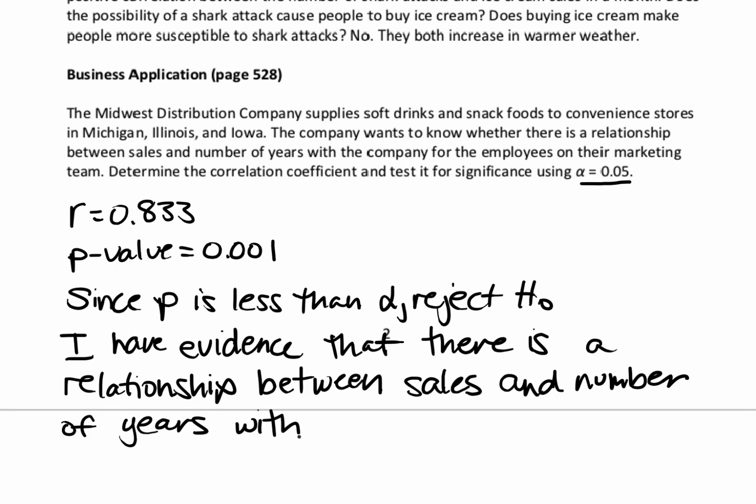And again, I can't say that it's a causation. I can't say that number of years causes increased sales. In order to do that, I would need an experiment where I would need to be able to control some variables, and that would be kind of hard to do in this situation. But I can say that there is a relationship between sales and number of years with the company.